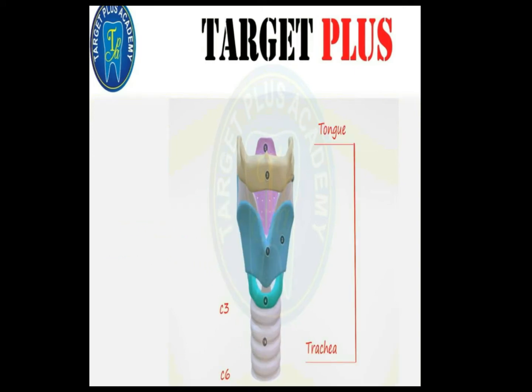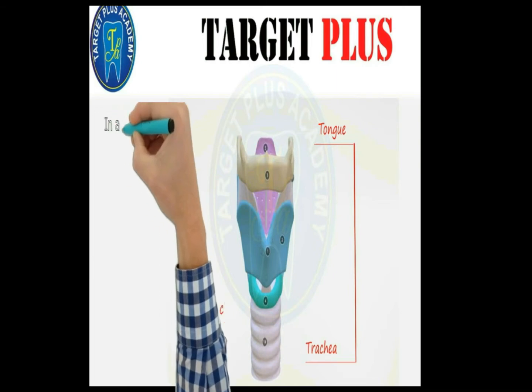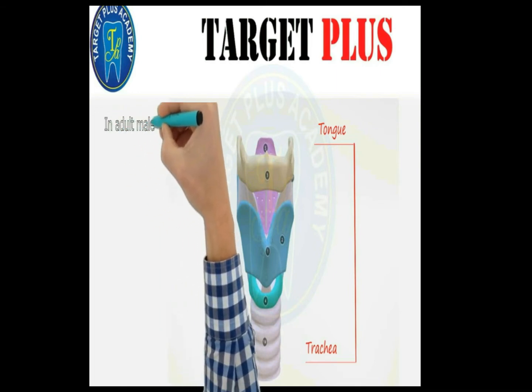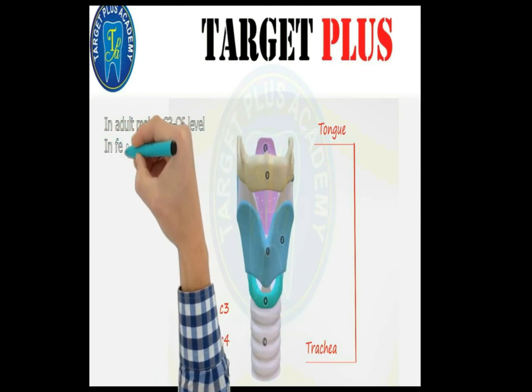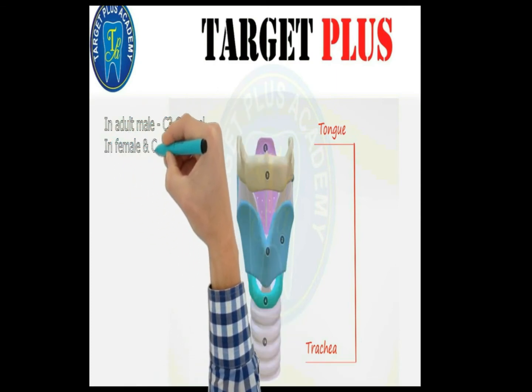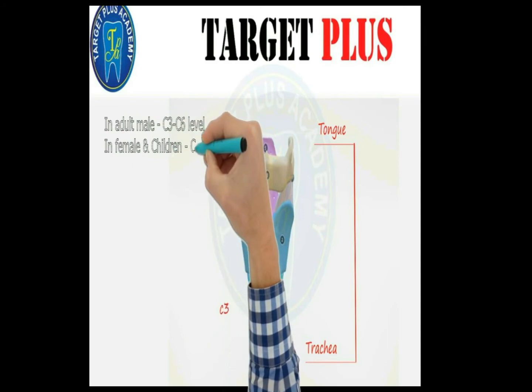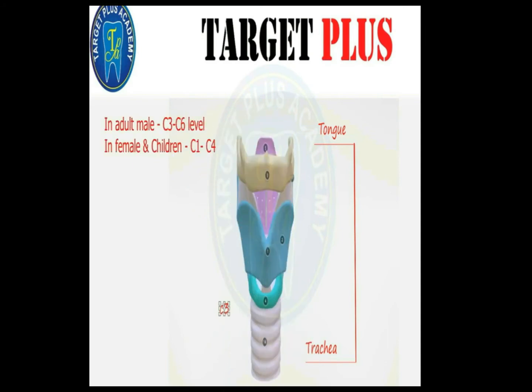In adult males, it lies in front of the C3 to C6 cervical vertebrae. But in children and in adult females, it lies at a little higher level, that is C1 to C4 level. So you have to remember C3 to C6 cervical vertebrae in the case of adult males. Now the length of the larynx is 44 mm in males and 36 mm in females.